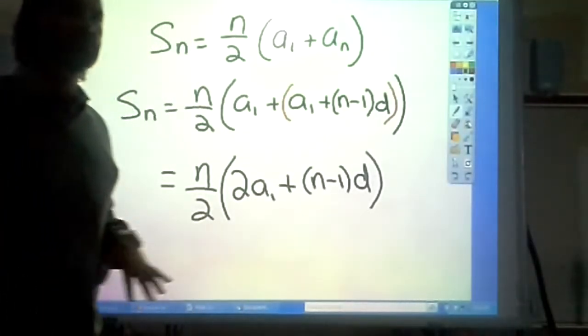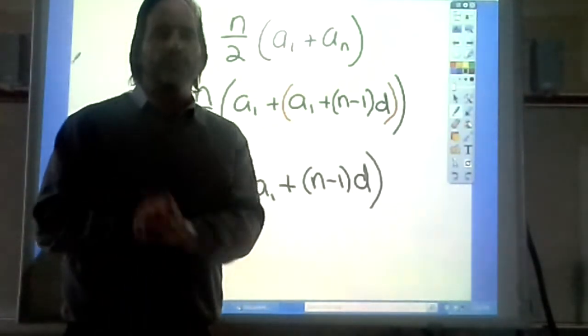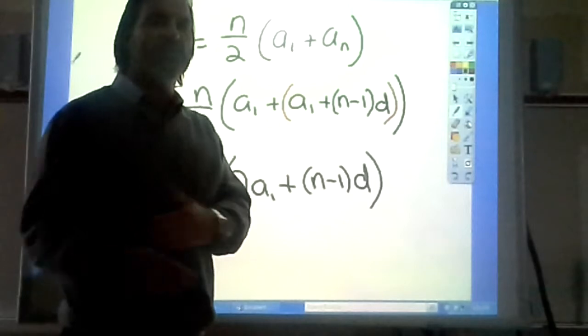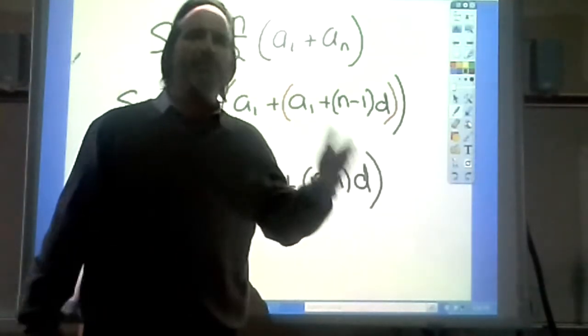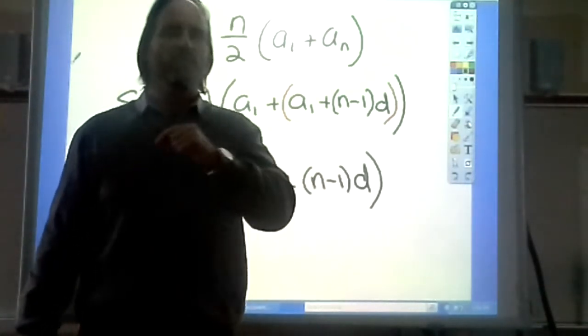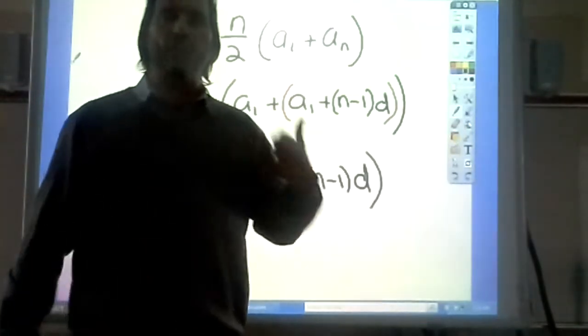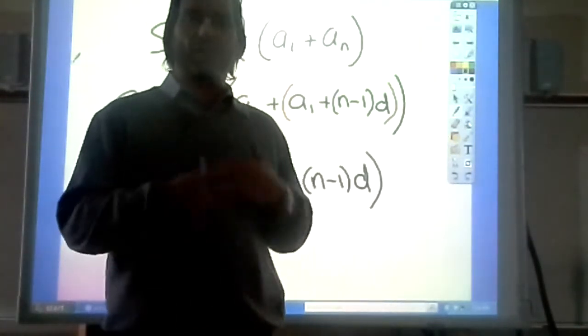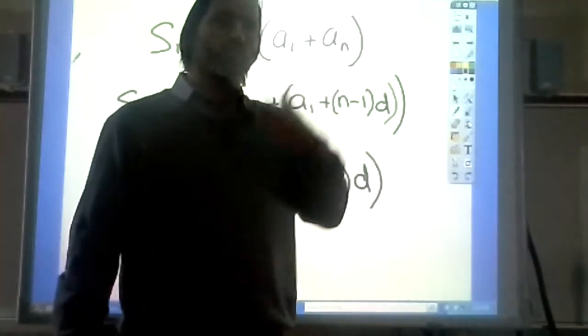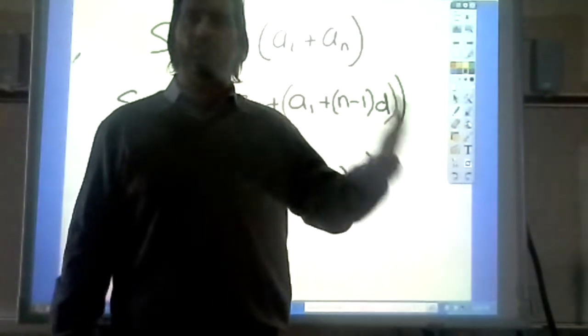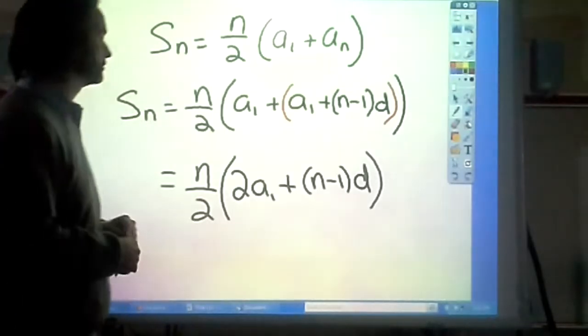First, let's go over the sum. We're going to talk arithmetic. We have a common difference, that's a constant difference or constant rate of change. It's a linear equation. That difference is our slope. Every term we go up a certain amount, and it's constant.